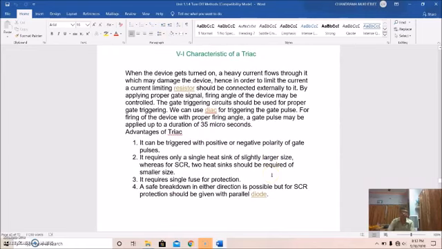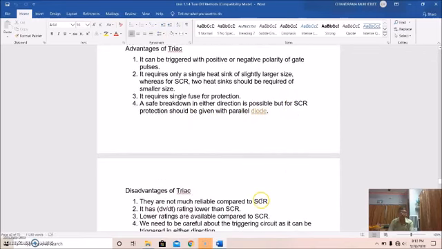So TRIAC has several advantages. It can be triggered with positive and negative polarity of gate pulses. It requires only a single heat sink of slightly larger size, whereas for SCRs, 2 heat sinks would be required of smaller size. It requires a single fuse for protection. A safe breakdown in either direction is possible, but for SCR protection should be given with a parallel diode.